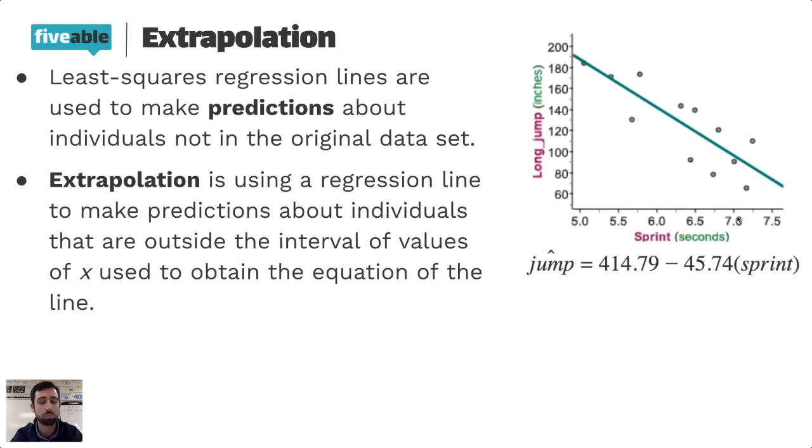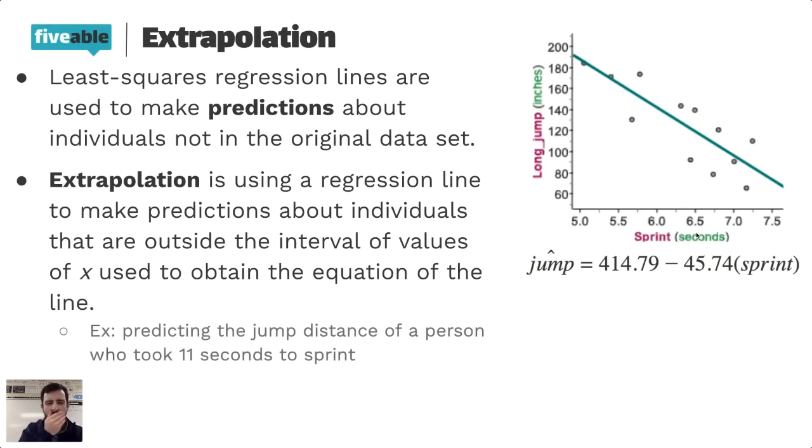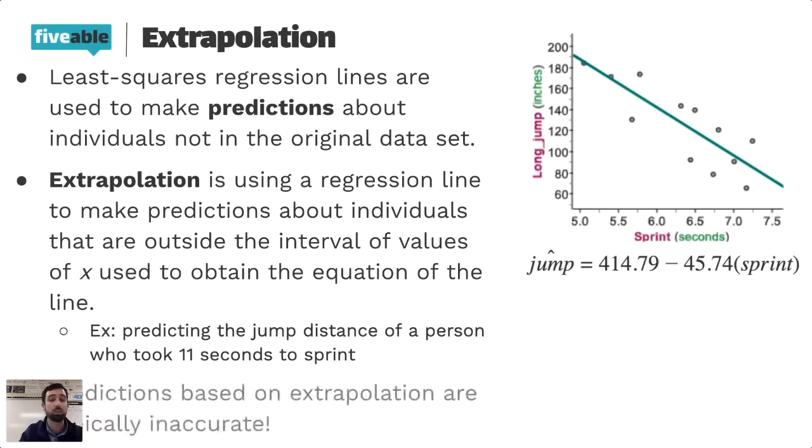I really couldn't predict someone's long jump if they ran a 2 second sprint or a 10 second sprint. It's just too far out of our range. Example, predicting the jump distance of a person who took 11 minutes to sprint. It's too far out of our range. We couldn't do it. That's called extrapolation.